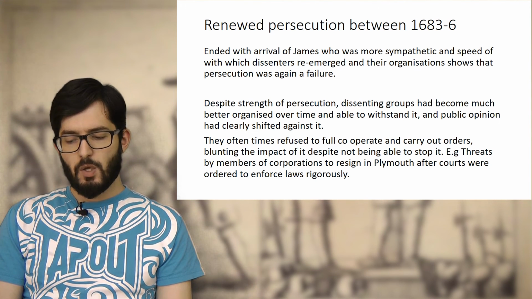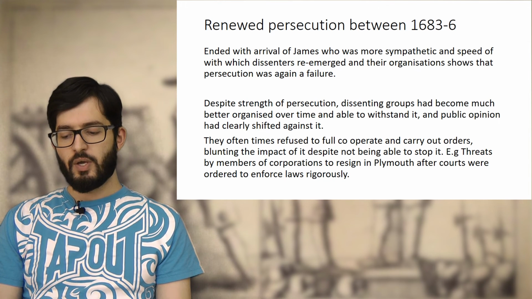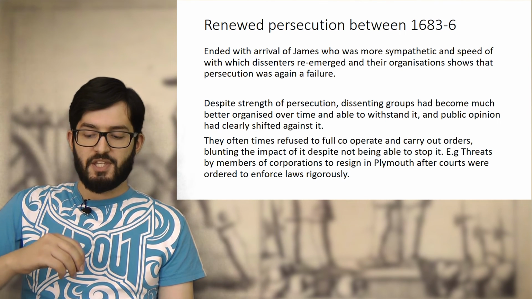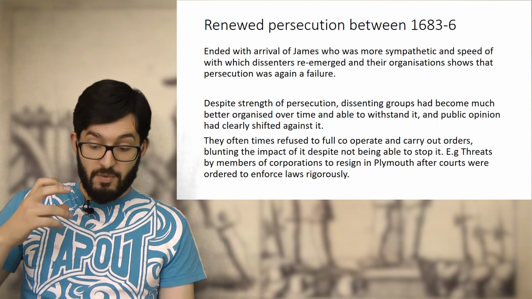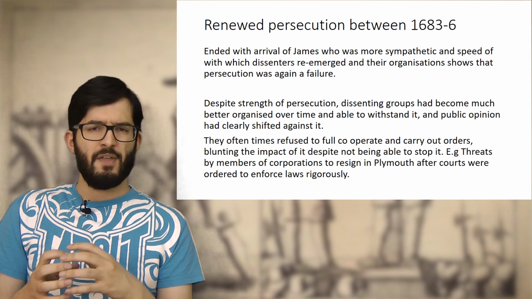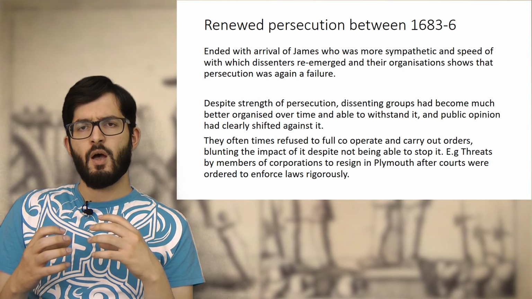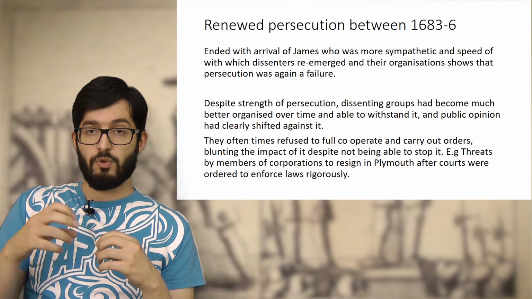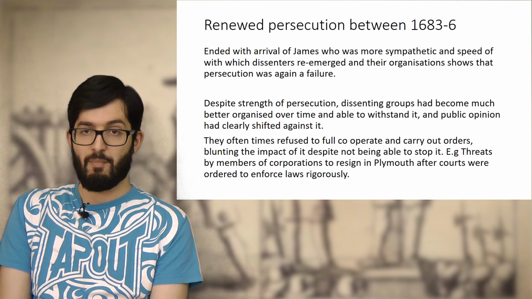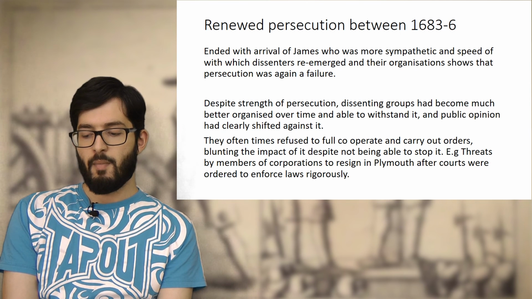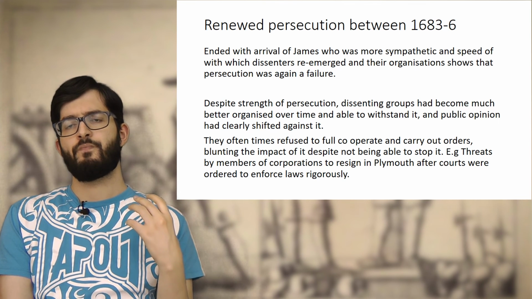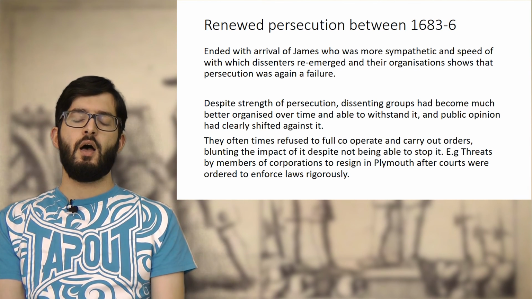And part of it is always the fact that public opinion had clearly shifted against it. And so, again, they very often refused to fully cooperate and carry out orders, which as a result blunted the impact of the persecution, even if they were not able to actually stop it from happening in the first place. There are a few examples in your textbook of various individuals tasked with enforcing persecution who refused to go along with it. There's an example of members of the Borough Corporation in Plymouth threatening to resign after the courts were ordered to enforce the laws more rigorously. So you again get this refusal to accept persecution by various different groups.